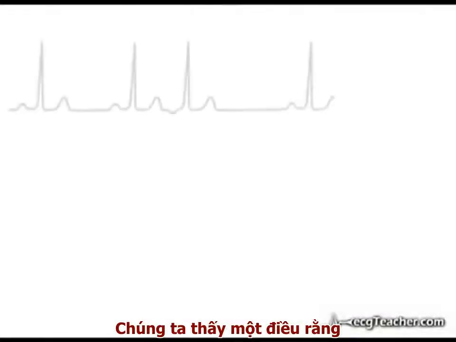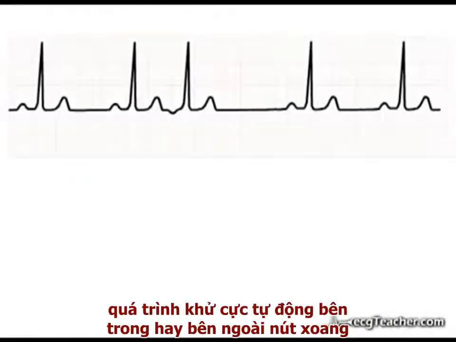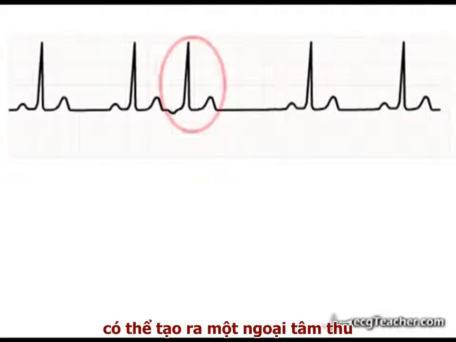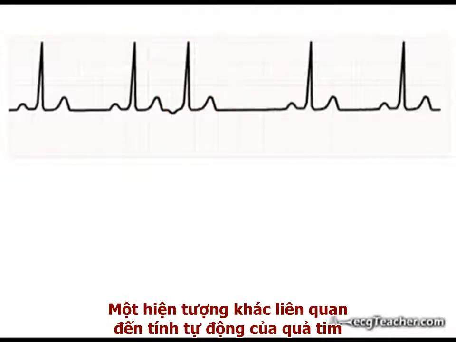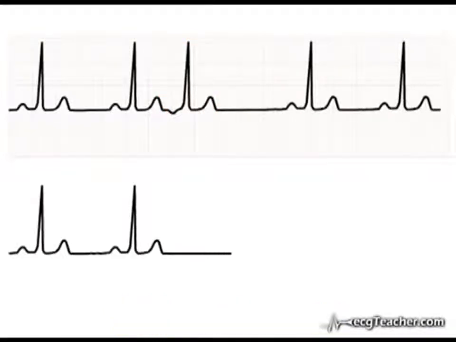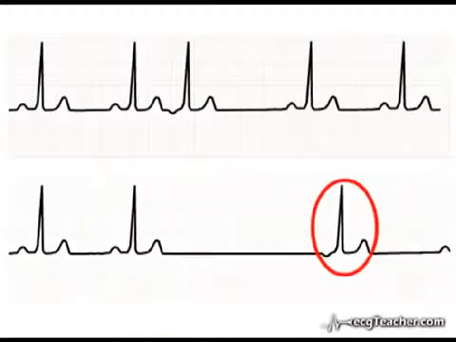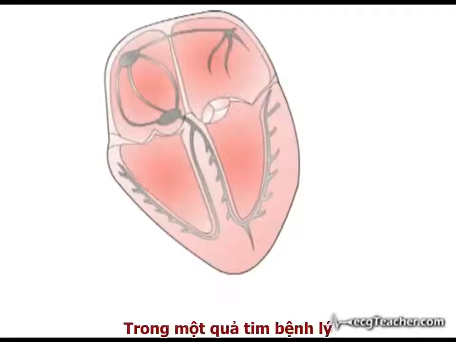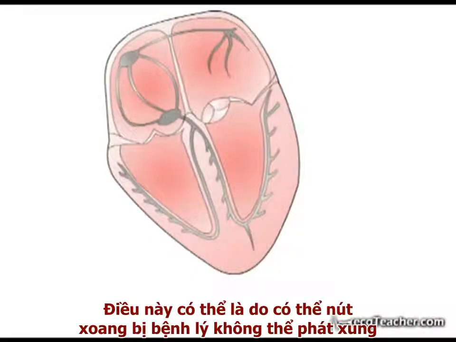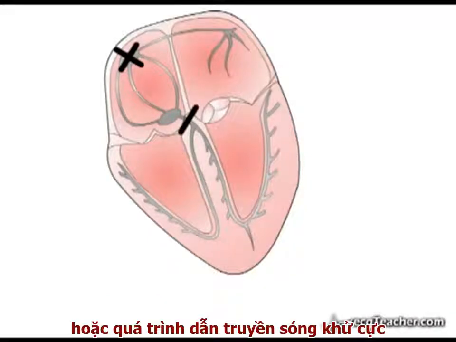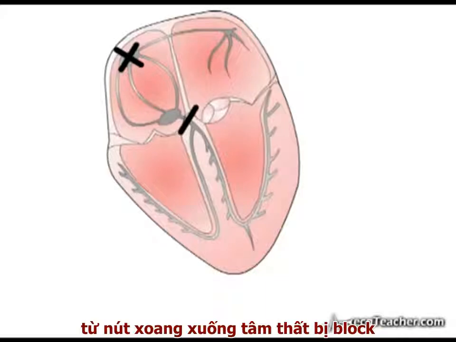We have seen that spontaneous depolarization of sites outside the SA node can generate premature ectopic beats. Another phenomenon related to the inherent automaticity of cardiac tissue is the occurrence of escape beats and escape rhythms. In a diseased heart, the SA node may fail to depolarize the ventricles. This may occur either due to failure of the node to discharge or blockage of transmission of the depolarization wave from the node to the ventricles.